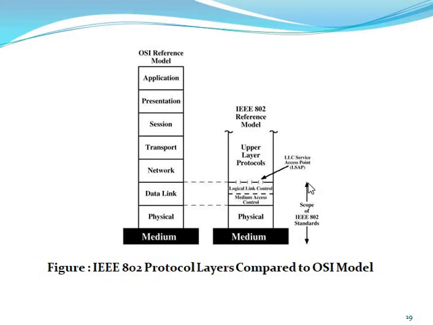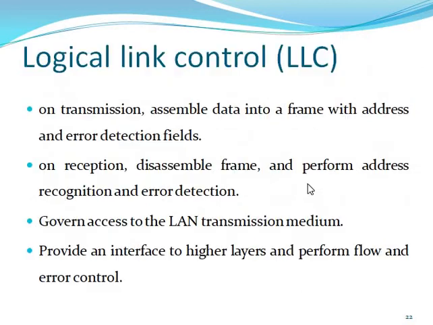So what does the logical link do? It mostly collects the information in the frame with address information and error detection in the field. Mostly its work is the configuration of the address and the error detection information in the logical layer. It governs access to the wireless transmission medium.